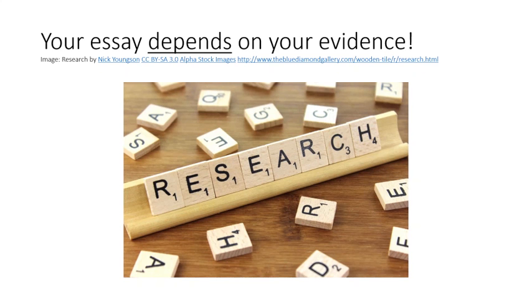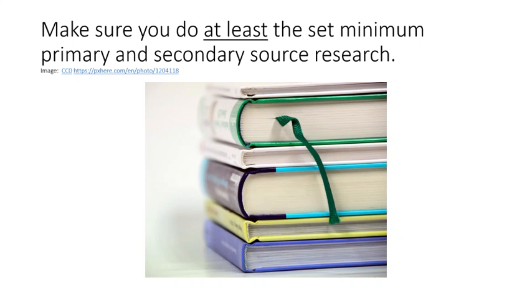So you really need to make sure that you have solid evidence for your argument. So what does that mean in practice? Well, firstly, make sure you do at least the minimum set level of primary and secondary source research for your assignment. So in the instructions for your essay, you will normally see a statement to the effect of use at least 6 sources, or use at least 8 sources, or use at least 12 sources, or say use at least 3 primary sources and 5 secondary sources.